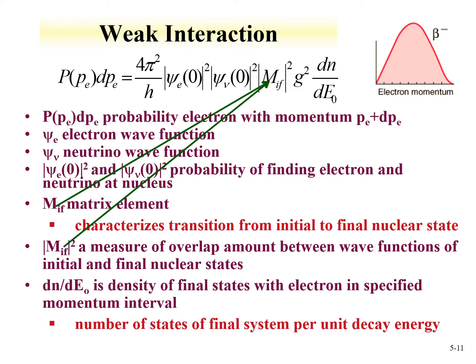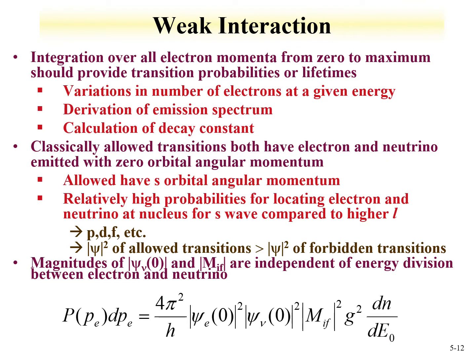So from this equation, I can see that I can use the spectral shape, here the spectral momentum, and information about the electron and neutrino wave functions to determine something about this matrix element, which gives me overlap information. Now, if I integrate this equation down here over all possible energies or momenta from 0 to the maximum, it should be able to provide some probability or a lifetime.